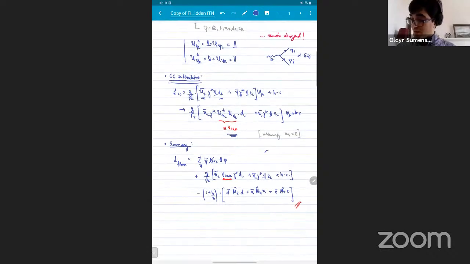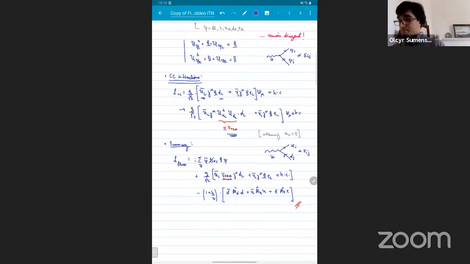And this is the fact that the W interactions now, if you look at an up-type quark and a down-type quark, are not necessarily diagonal, but they are parameterized by the CKM matrix. Okay, and then this is how the full Lagrangian looks like. We have the neutral currents, now we have the charged currents that have the CKM, and we have the Higgs interactions, which are diagonal.